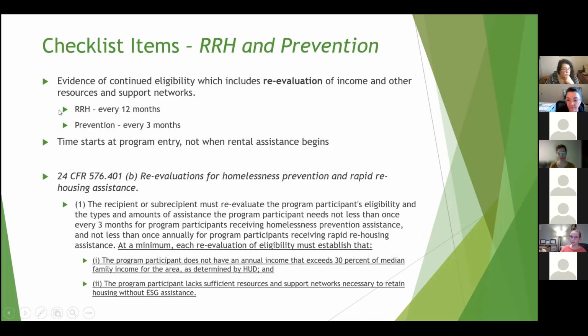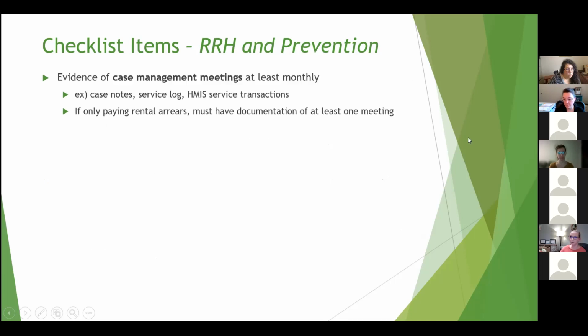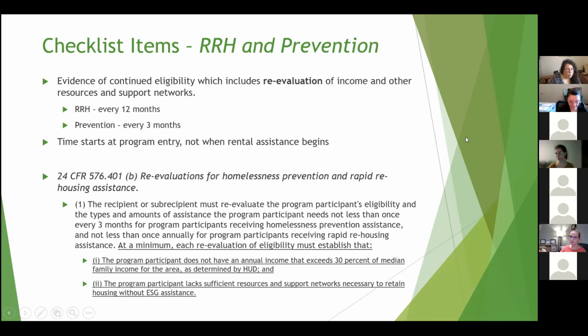So if they enter a rapid rehousing program but don't end up housed until 3 months later, the recertification clock starts when they entered the program, not when they moved into a unit. For that recertification, you need to show that the income doesn't exceed 30% of CMI and that they continue to lack resources to retain housing without assistance. For ESG-CV, it's 50%, not 30. For the others, it's 30. That's why it's important that it clearly shows if the client is exited or not. That's again where the entry and exit dates are important.